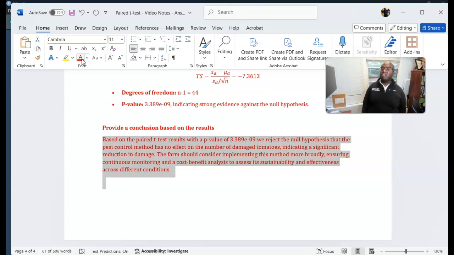The farm should consider implementing the method more broadly, ensuring continuous monitoring and cost-benefit analysis to assess its sustainability and effectiveness across different conditions. So at least our analysis tells us that the pest control did have an impact.